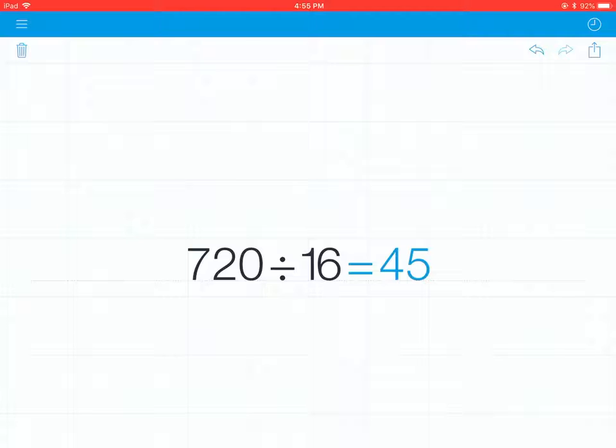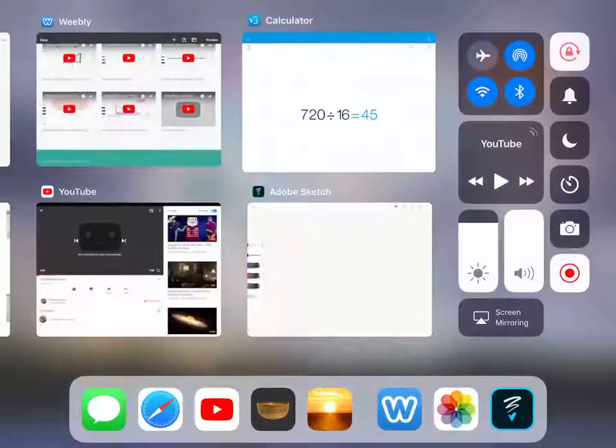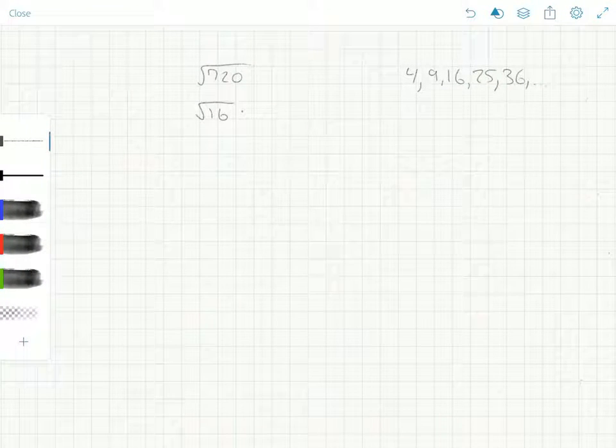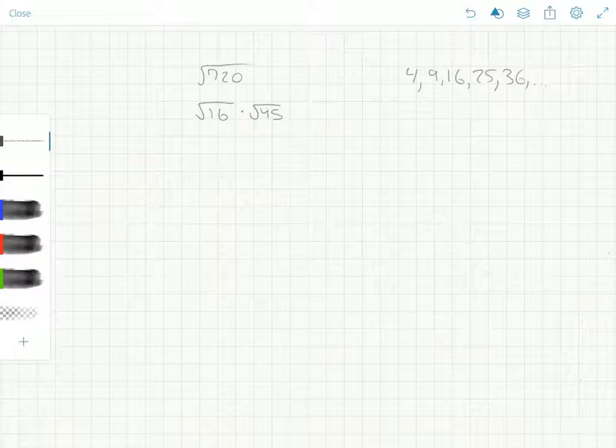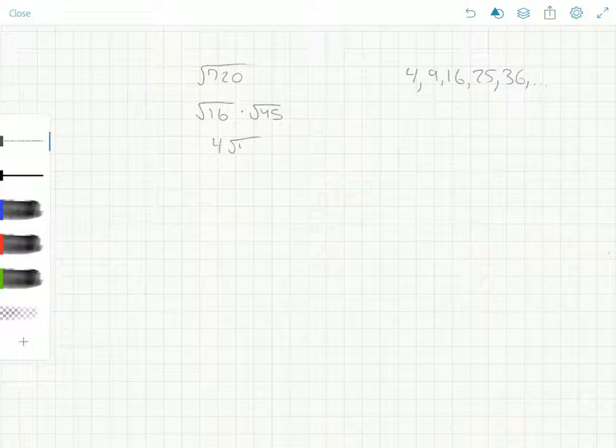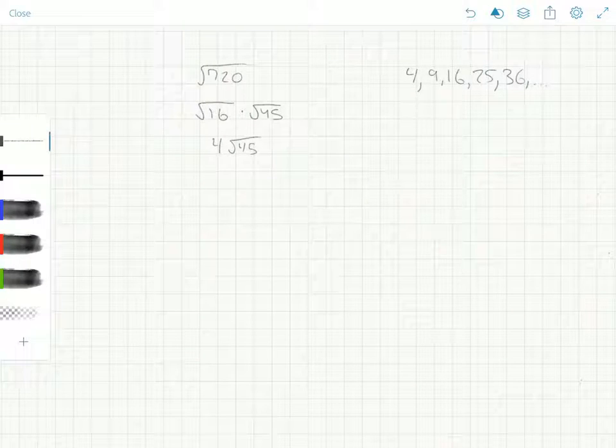The square root of 720 is going to be equal to the product of the square root of 16 and 45. So let's write that down. Root 16 times root 45 is the same as root 720, but of course root 16 simplifies down to 4. So now we're left with 4 root 45.